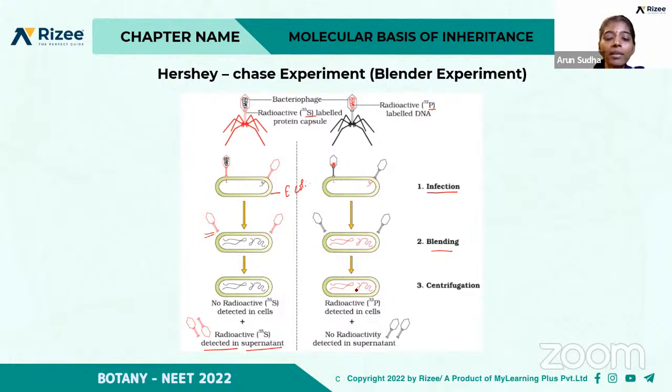So here the radioactivity was detected because the DNA enters into the cell. Okay. But no radioactivity is detected in the supernatant. In the liquid, there was no radioactivity because only the protein coat is outside. So this phosphorus entered only into the DNA and not into the proteins. So no radioactivity was detected in the supernatant. Okay.